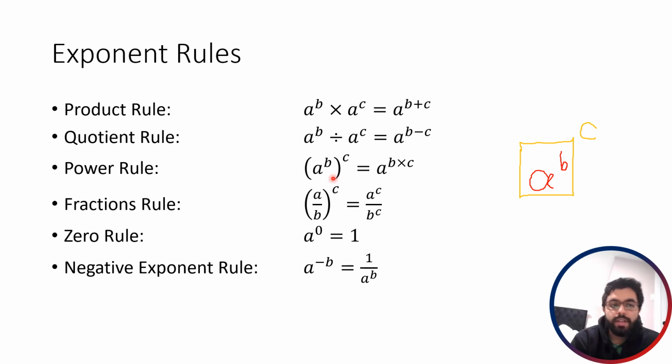What this is telling you from the power rule is that if you've got a base raised to an exponent and then that whole thing, you put it in brackets and you raise that to an exponent, you can keep the base the same as the original and you multiply the two exponents together.